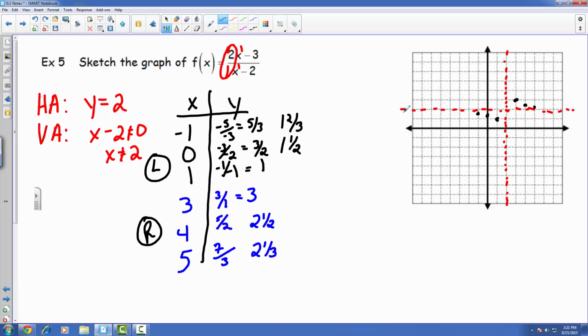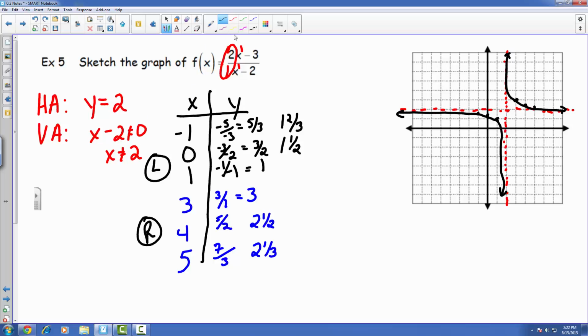Now if we go ahead and connect the dots, they are hugging these asymptotes. Likewise on the right side. They're not actually going to cross, they're just going to be hugging them.